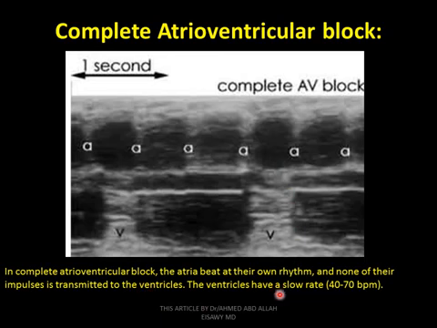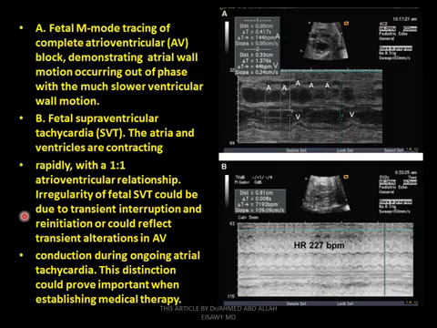The ventricle has a slow rate, 40 to 70 beats per minute. This is how many atrial contractions, more and more. How many ventricular contractions, less than atrial contractions. So complete AV block: the sinus node gives the atrial impulse, but it is not transmitted, completely blocked from the ventricle. This is one cause of bradyarrhythmias, one cause of bradycardia, complete AV block.